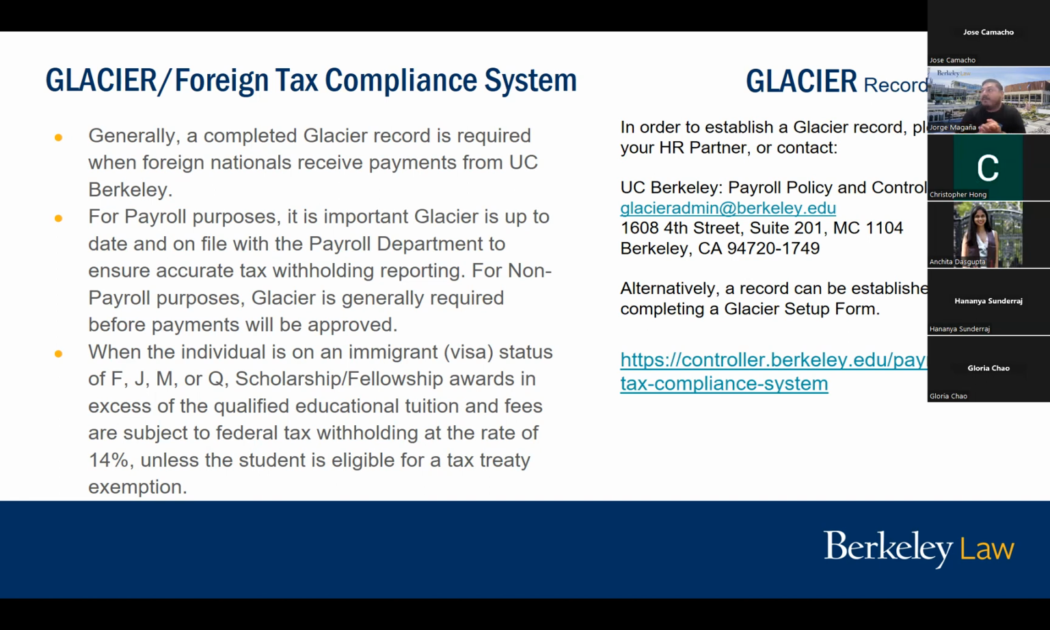I just had a question about this. Yeah, go ahead. About the Glacier. So is it only if your scholarship amount is greater than the full cost? If it's less and it's just the tuition was reduced, then there's nothing to worry about? Exactly. So this is for the refund. This is for any scholarship money that's greater than the mandatory tuition and fees.